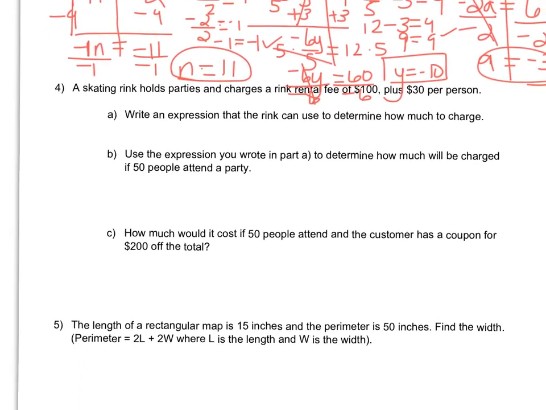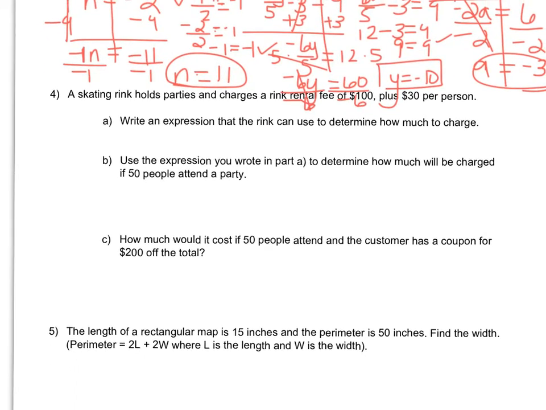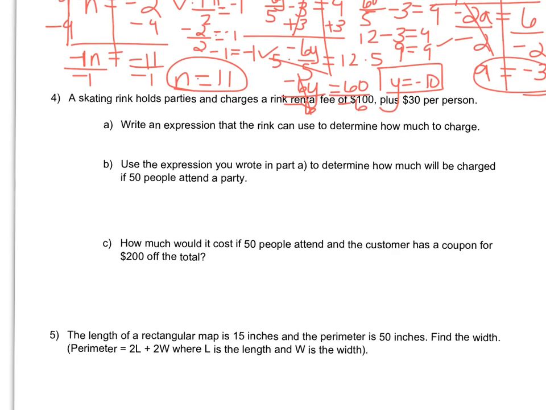If we go ahead and do the last few questions on this study guide, it says, a skating rink holds parties that charges a rental fee of $100 plus $30 a person. Part A says, write an expression that the rink could use to determine how much to charge. So, a rental fee of $100, so I'm starting out spending $100, plus $30 per person. Do I know how many people were at the skating rink? No. So when it's per, that just means multiply, so it's going to be 30x.